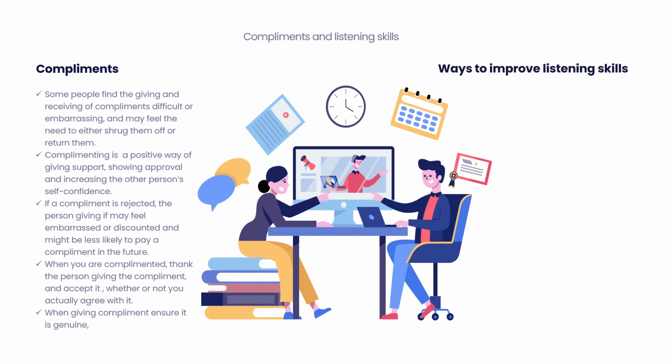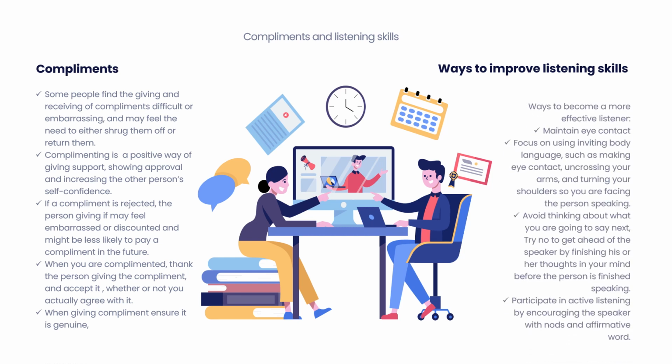Ways to improve listening skills. You are there to interact. So now the time that you are receiving feedback, how do you behave? Ways to become a more effective listener. You must be an effective listener as a leader. Maintain eye contact. Focus on using inviting body language such as making eye contact, uncrossing your arms, and turning your shoulders so you are facing the person speaking to you.